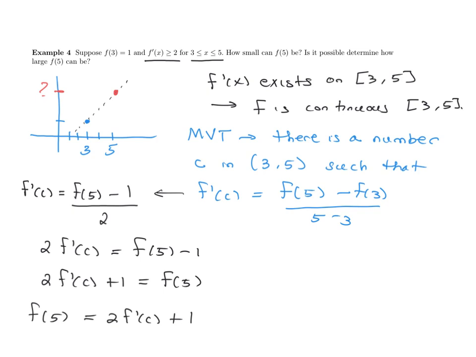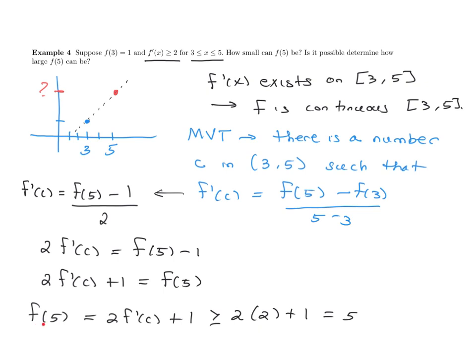Now the question is how small can this be? Well, this is equal to this. But we're told that the smallest f prime of C can be is 2. So that means this is always greater than or equal to 2 times 2 plus 1. If you replace this with 2, you're making this whole thing as small as it can possibly be, meaning this thing is always bigger than this. And this is a number. 2 times 2 is 4 plus 1 is 5.